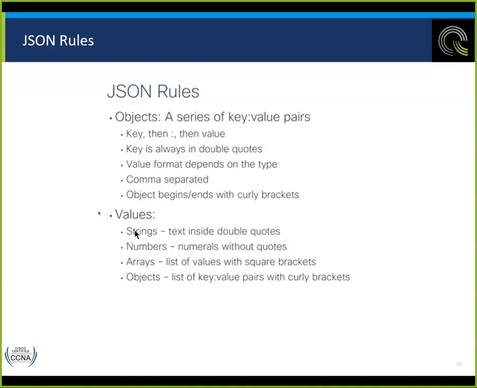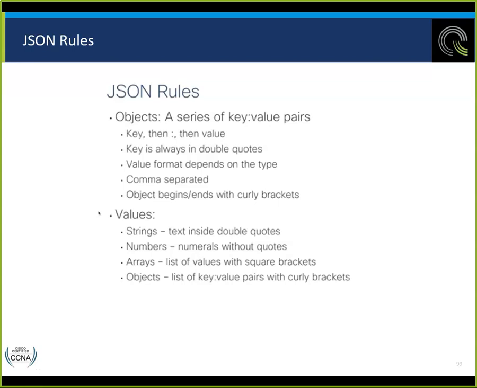The key is always in double quotes, and the value format depends on the type. Commas separate multiple entries, but it's always key colon value when we do this. An object begins and ends with curly brackets. Values can be strings, numbers, arrays, or objects. Arrays are just a list of values. Objects are a list of key value pairs within the curly brackets.